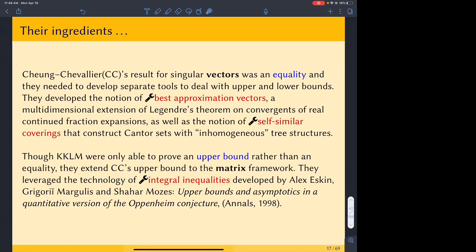So though KKLM could work with matrices rather than vectors, they couldn't get equality, and they used the highly non-trivial breakthrough work by Eskin, Margulis, and Mozes, where they were working on the quantitative Oppenheim conjecture. They leveraged this technology of integral inequalities to get their upper bound. I also want to point out, in case you're wondering, the methods of these two papers are orthogonal. So there's no overlap as far as I can see.